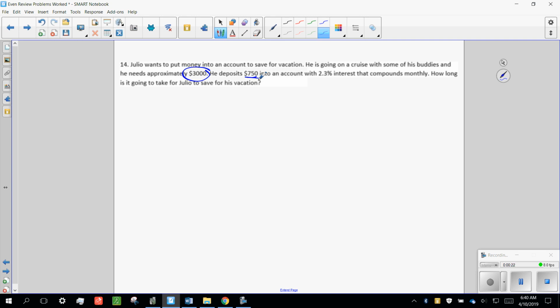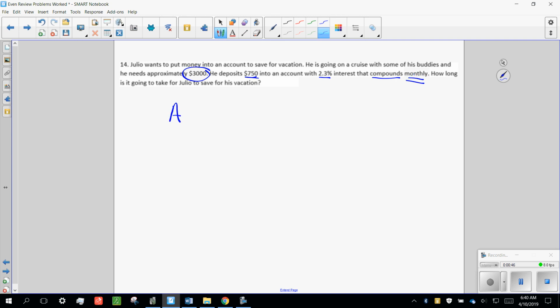And he puts it into an account with 2.3% interest that compounds monthly. So how long is it going to take for Julio to save enough money for his vacation? We've answered questions like this before, but usually we would answer for the final amount because we didn't currently have a way to solve for an exponent. But now, thanks to logarithms, we can solve for that exponent.